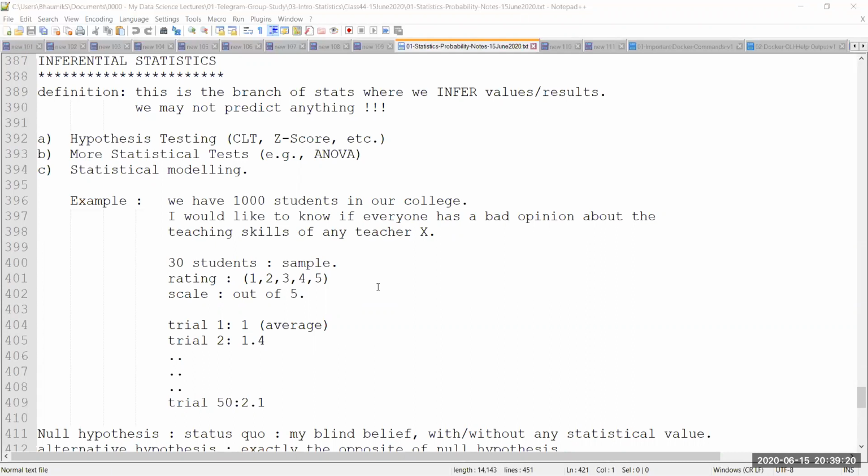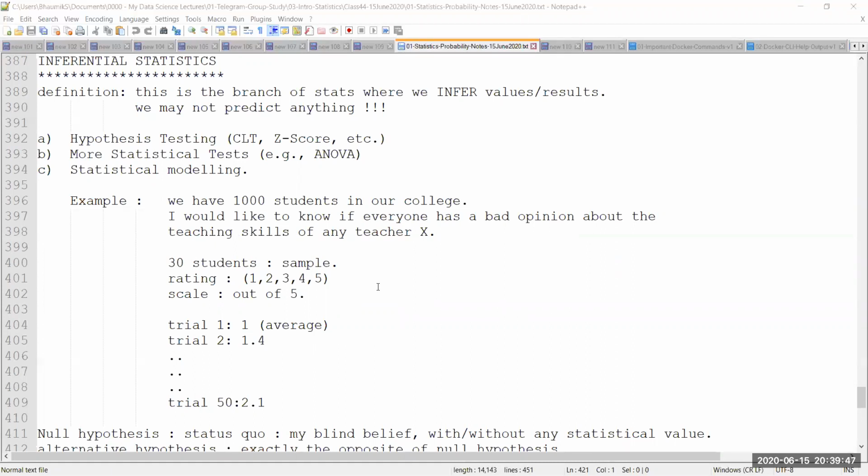And then we looked into three areas, which I specifically said are the three areas in which I would like to divide inferential statistics. It may not be in line with any statistical books or any academic books. It is based on my understanding and my experience that when it comes to inferential statistics, these are the three things which we do. Either we do a basic kind of hypothesis testing, where hypothesis is nothing but a belief.